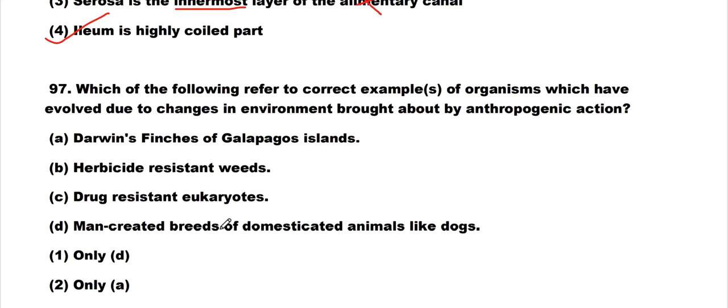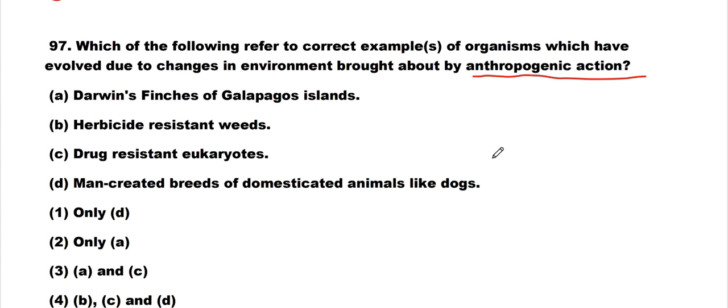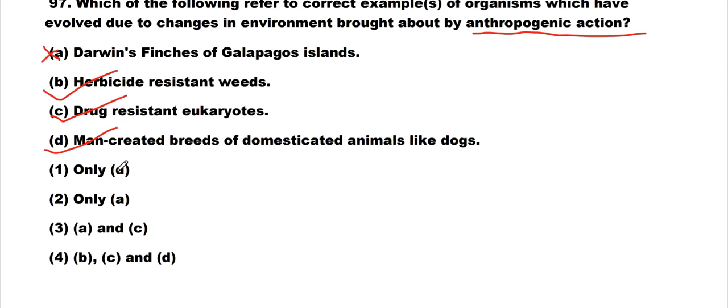Next, which of the following refer to correct examples of the organisms which have evolved due to changes in the environment brought about by anthropogenic action? Anthropogenic action is nothing but man-made. Okay, so let us find out what these are. Darwin finches of Galapagos Islands cannot be. This is natural selection that we use as an example. Herbicide resistant weeds, yes. Drug resistant eukaryotes, yes. Man created breeds of domestic animals, correct. So the right answer for this is 4. This is man-made. Next question.